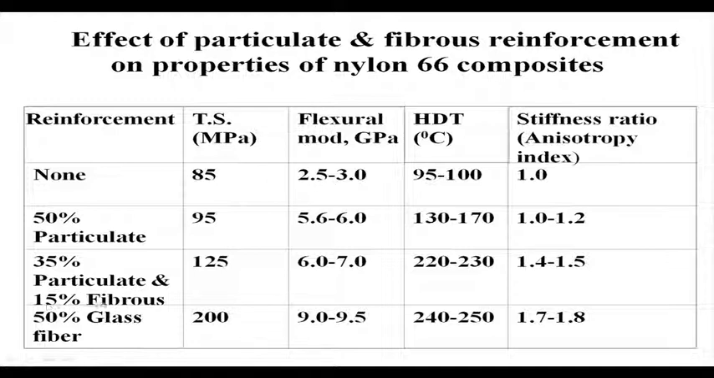The total filler was 50%. Here, total 50% was particle only. Here in this case, a combination of particle and fiber, 35% particle and 15% fiber. So, with a combination of particle and fiber, you see enormous increase in strength from 95 to 125 megapascal, with a little increase also in flexural strength and a remarkable change in heat deflection temperature from 170 to 220 or 230 degree Celsius, and stiffness ratio is also increased.